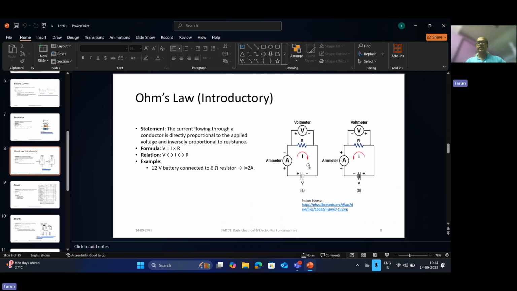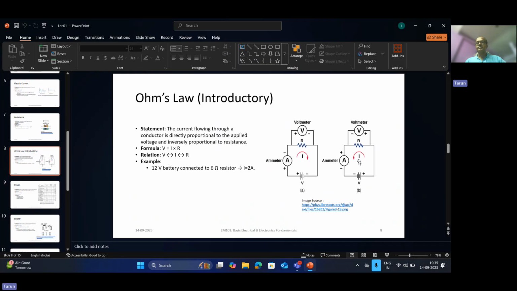This diagram shows the direction of flow of current, positive to negative terminal. It is shown by the solid red arrow, a clockwise arrow, positive terminal to negative terminal. The ammeter is connected in series in the circuit, and the voltmeter is connected in parallel in this circuit.